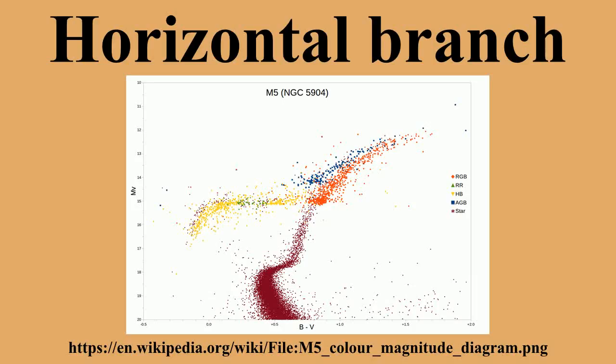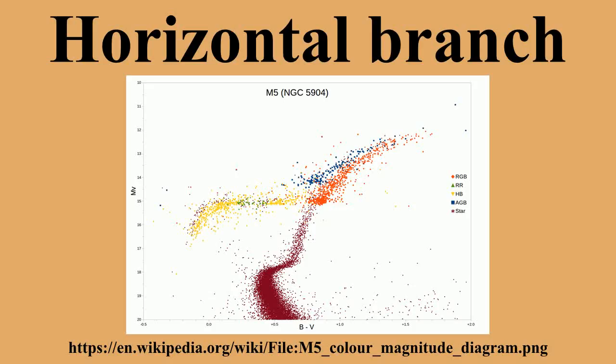Different globular clusters often display different HB morphologies, by which is meant that the relative proportions of HB stars existing blue of the RR Lyrae gap, within the gap, and red of the gap varies sharply from cluster to cluster. The underlying cause of different HB morphologies is a long-standing problem in stellar astrophysics.